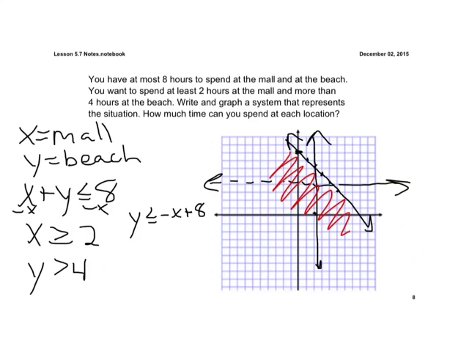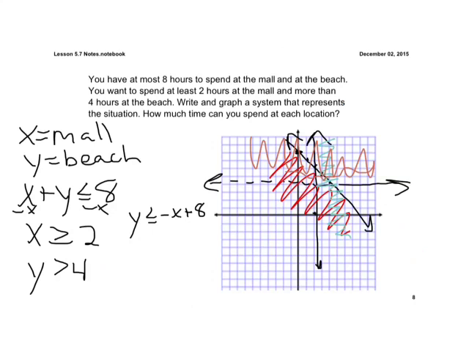Our second line, our x equals, let's make that one blue. Okay, x is greater than or equal to 2. Okay, that's our vertical line. So greater than, we're going to shade to the right of that vertical line. Now this is getting a little messy, I know. Greater than 4, let's make it a different color. This is now our horizontal line, greater than. We're going to shade above that line.